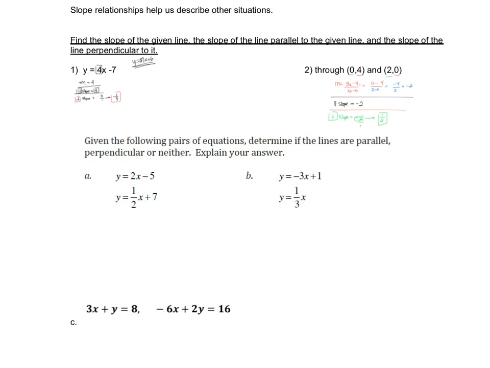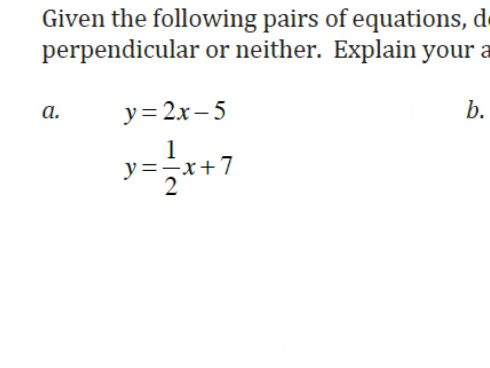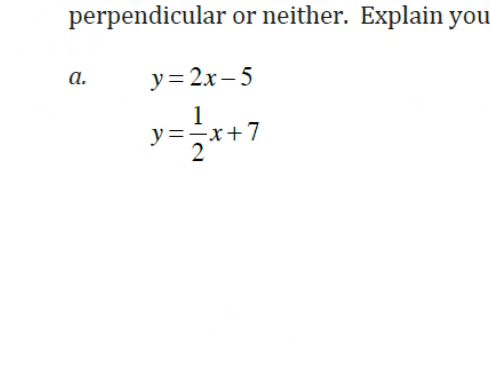So I have y equals 2x minus 5 and y equals 1/2 x plus 7. I want to figure out if they're parallel, perpendicular, or neither. So the first thing I'm going to do is find the slope of each line. The slope of my top equation is the number attached to my x. It's not 2x. If you say 2x, imagine me screaming. My slope is just 2. The slope of my second equation is 1/2. So they're obviously not the same, so they can't be parallel.